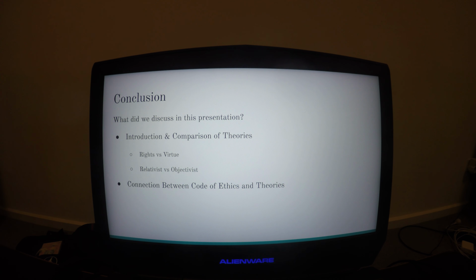So, in conclusion, what did we discuss in this presentation? So, I had briefly described all the theories, followed with comparisons between them, and also provide some explanation of the connection between each theories and the code of ethics.